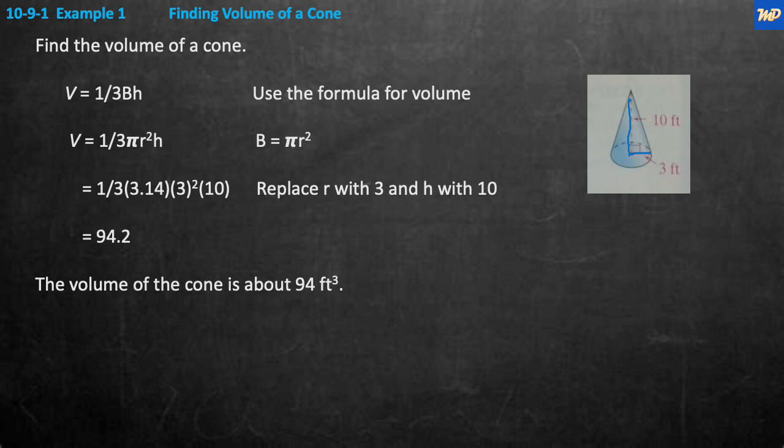So the volume is 1/3 base times height. That's the formula for the volume: 1/3 pi r squared h. Pi r squared is the area of the circle, so it's the area of the circle times the height times 1/3. Where B is the area of the base, pi r squared. So we get 1/3 times 3.14 times 3 squared times 10. You replace r with 3 and h with 10, and you come out to 94.2, and it's in feet.